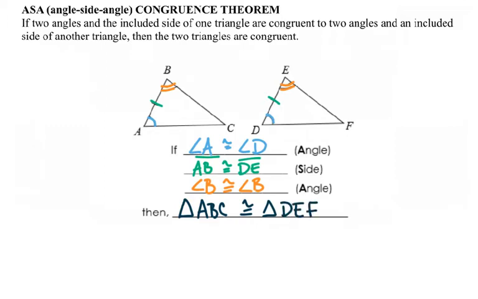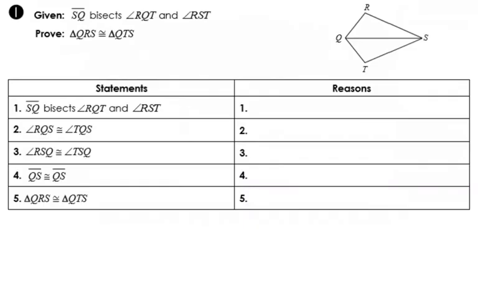So once again, this is a shortcut theorem, so you don't have to show that all 3 sides are congruent, all 3 angles are congruent. You can just show an angle, a side in between, and another angle. Okay, so let's do our proof.